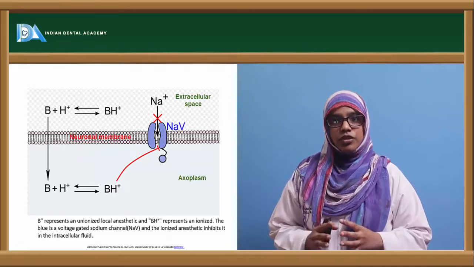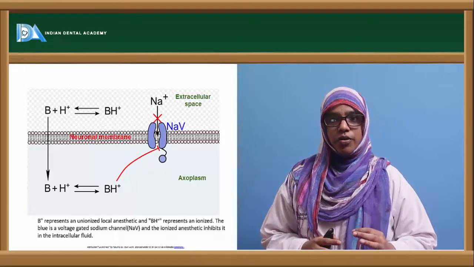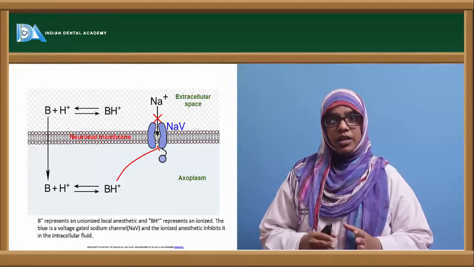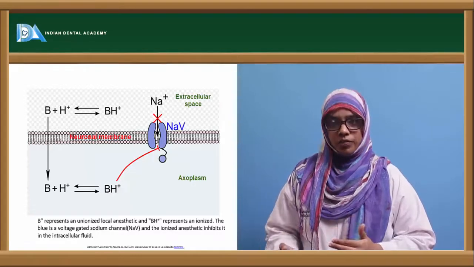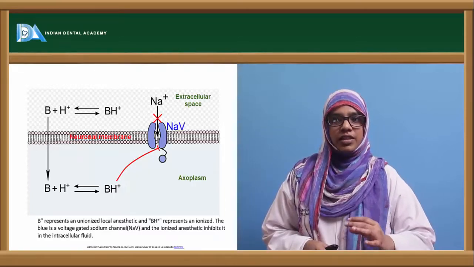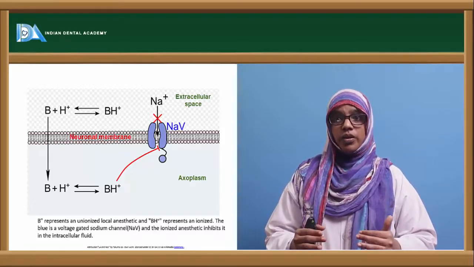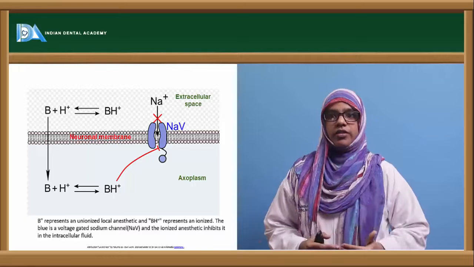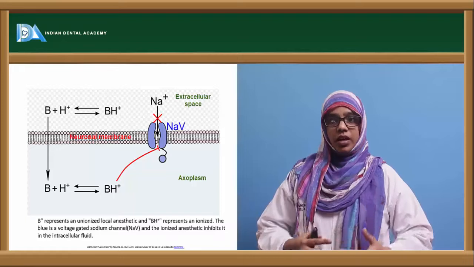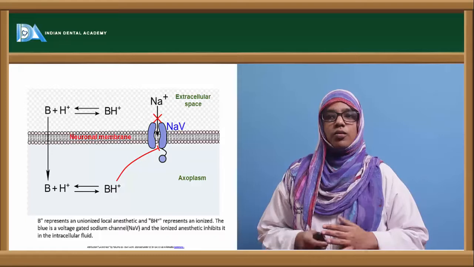Now this slide shows a diagrammatic representation where B stands for unionized local anesthetic, whereas BH represents the ionized form. The blue is the voltage gated sodium channel. The unionized form is required to enter inside the nerve end. Once it enters inside, it becomes ionized. Once it becomes ionized, it affects the sodium gated channel and closes the channel.